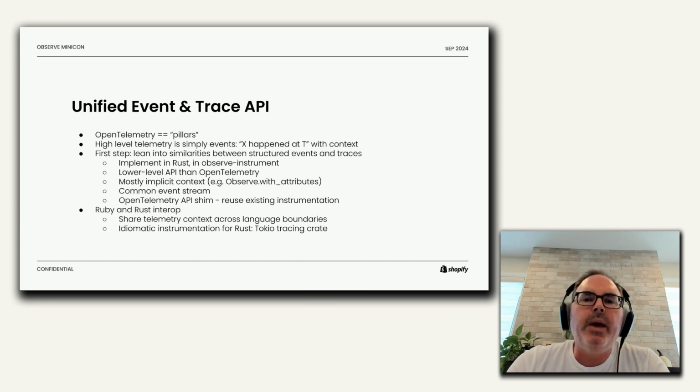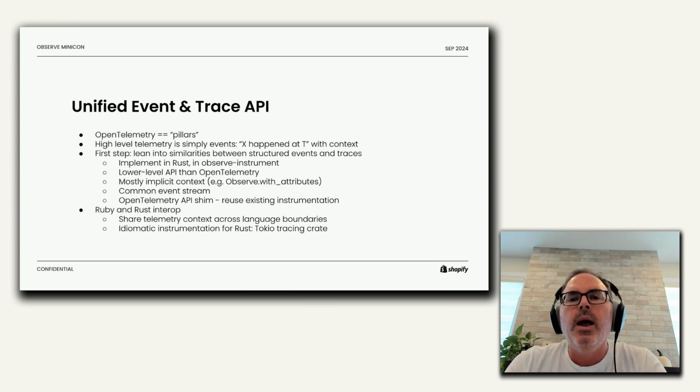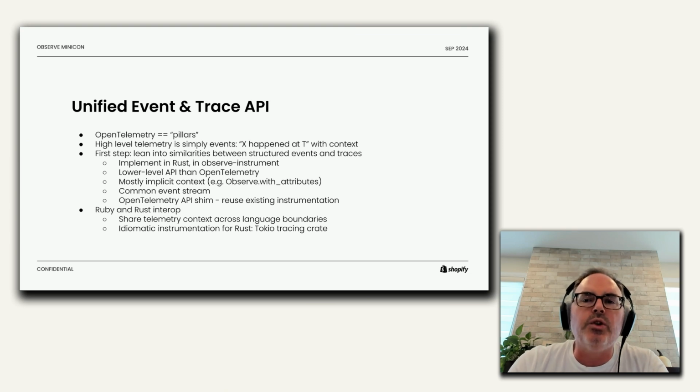Spans are simply a pair of start and end events. So they're remarkably like structured events. They have this pair. Usually we only emit one. There are circumstances where it might actually be interesting to emit two. Batching, encoding, and export of a common event stream improves efficiency and removes duplication.